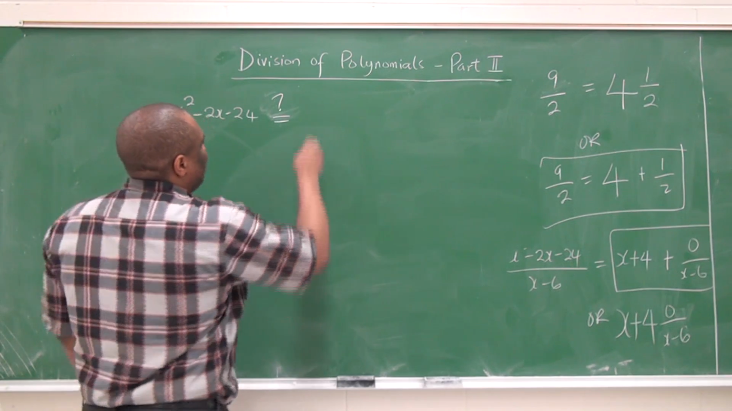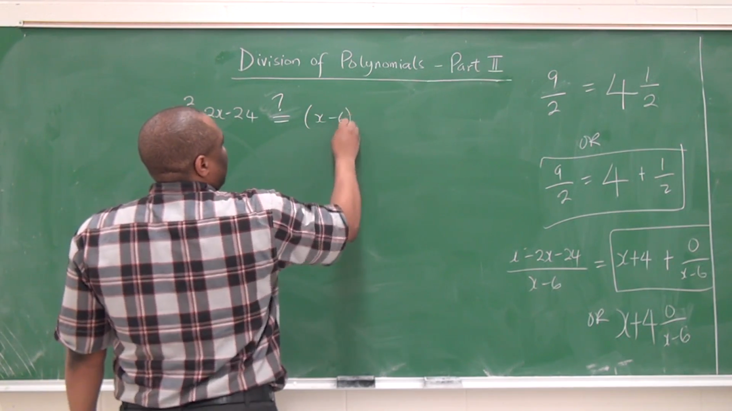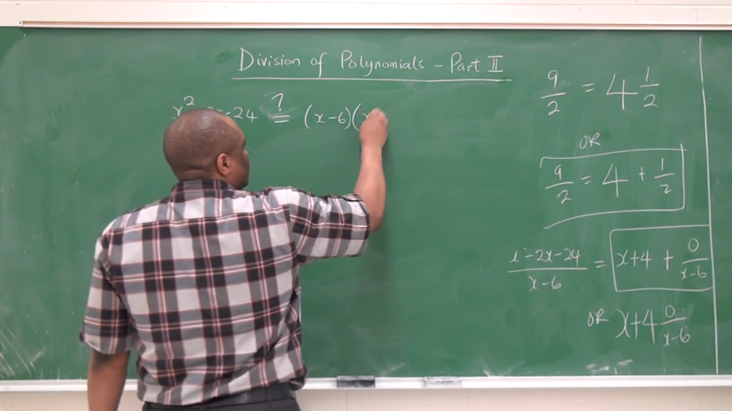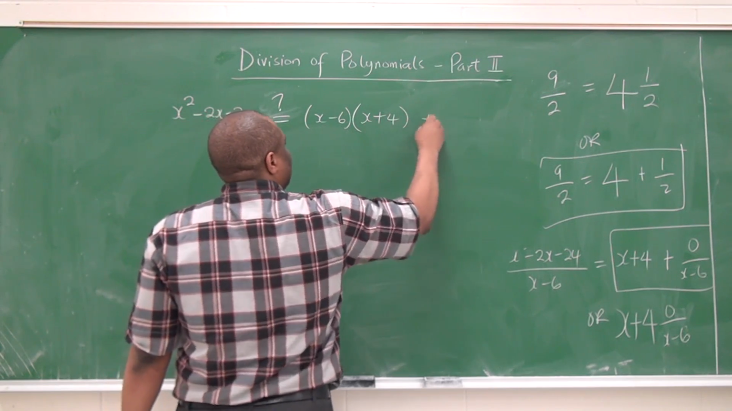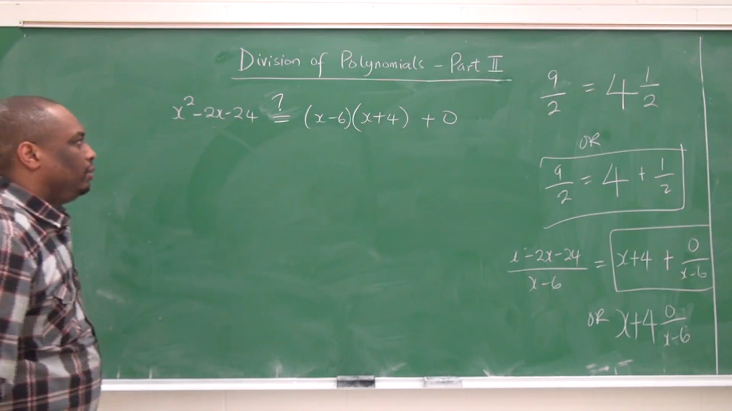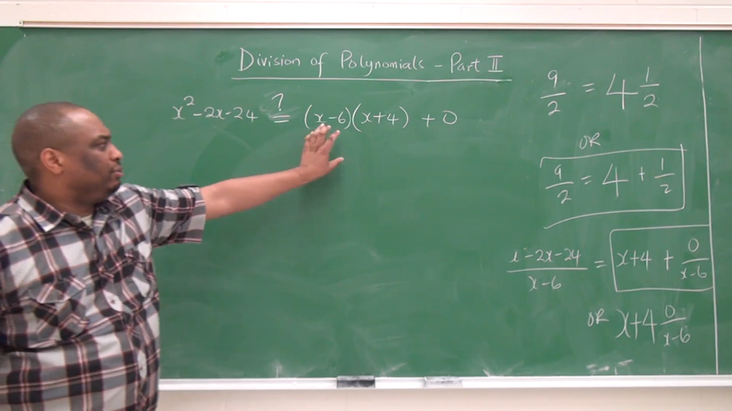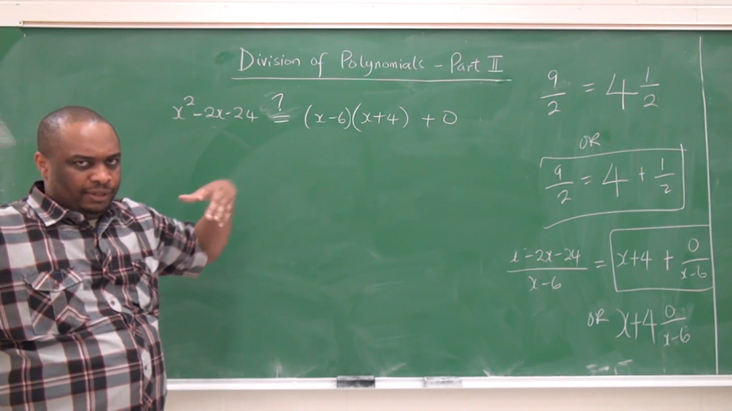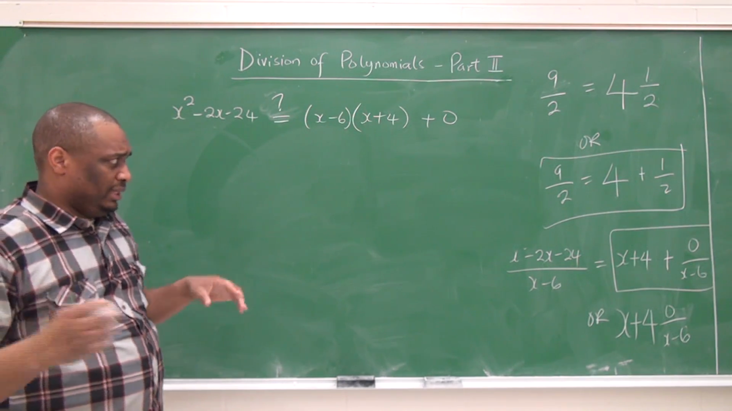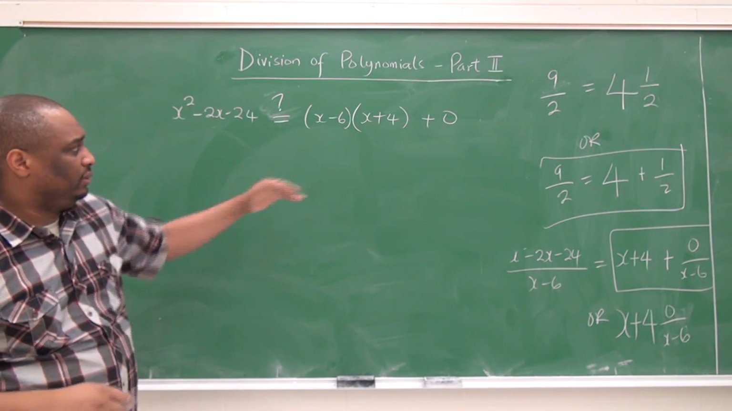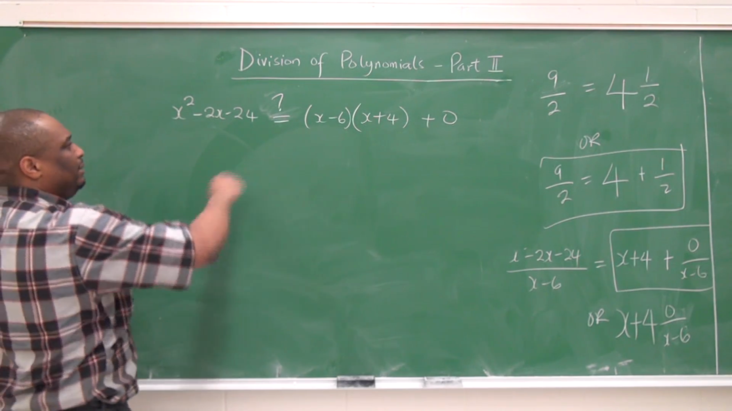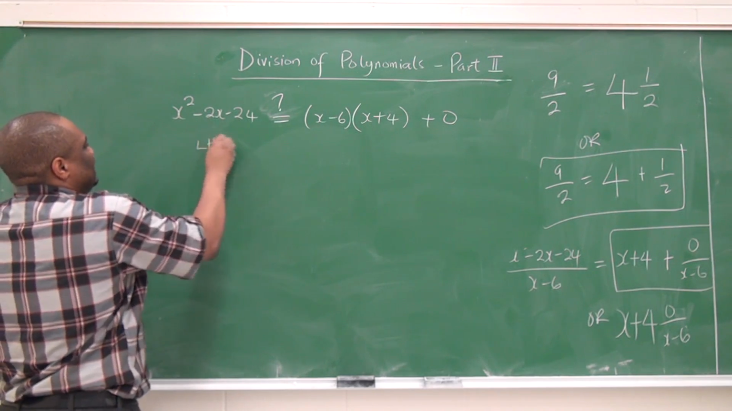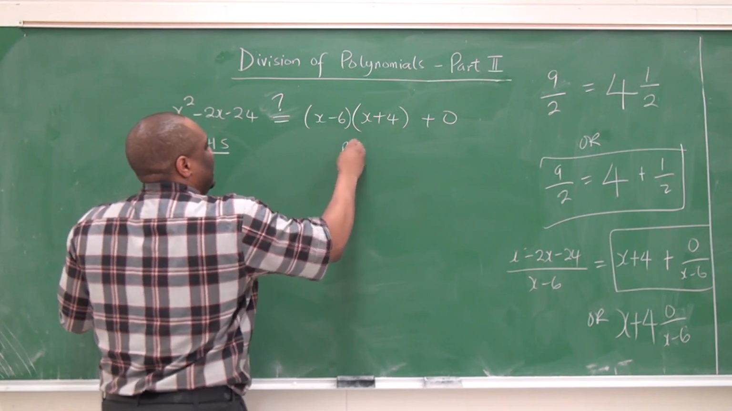The divisor is x minus 6 times the quotient x plus 4, then plus 0. I believe you know how to multiply binomials. I've taught that in the video. You need to watch it so that we don't waste time doing it step by step. So this is our left hand side and our right hand side.